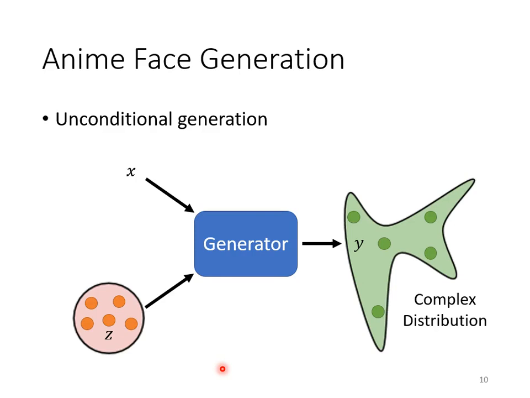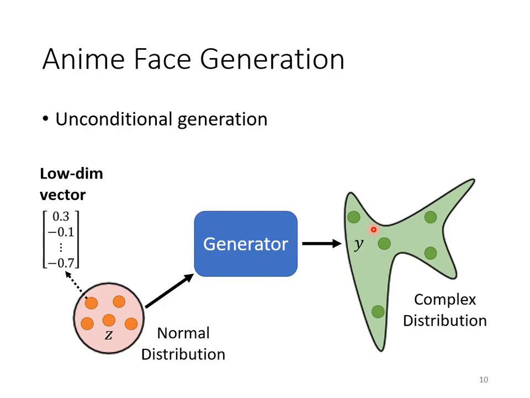The task we are going to talk about later is to let the machine generate anime avatars' faces. We are going to solve the task with unconditional generation. What is unconditional generation? We will remove x first. We will add it back later when we are discussing conditional generation, but I will remove it first. So the input to the generator is z, and the output is y. We will assume that z is a vector that is sampled from the normal distribution. Usually, this vector is a low-dimensional vector.